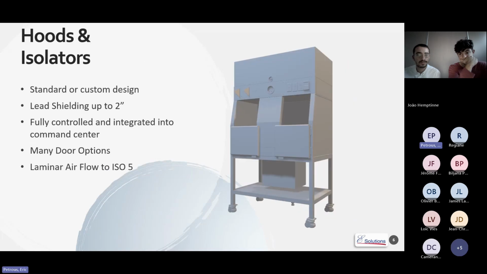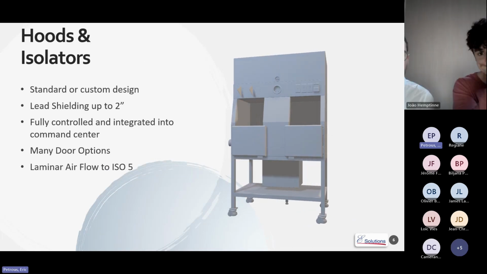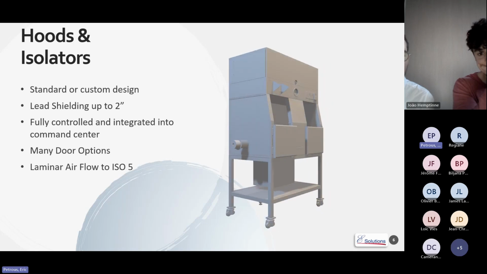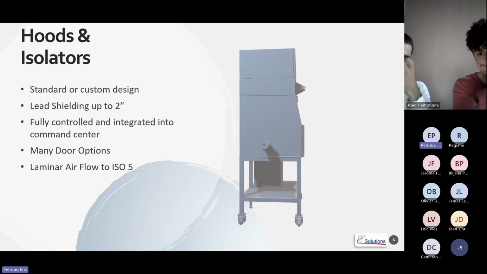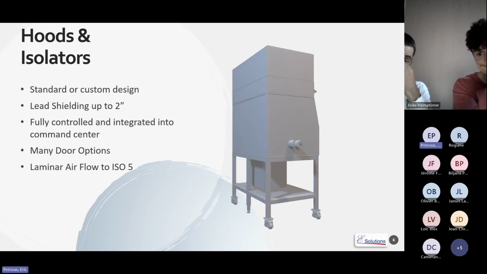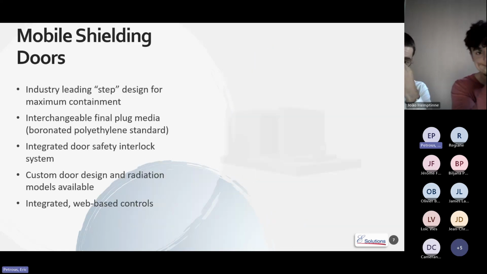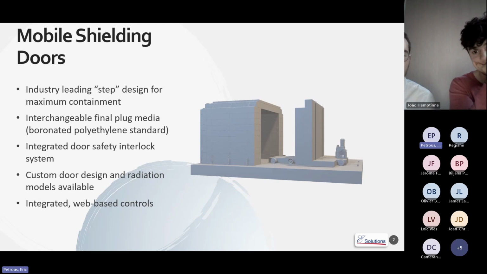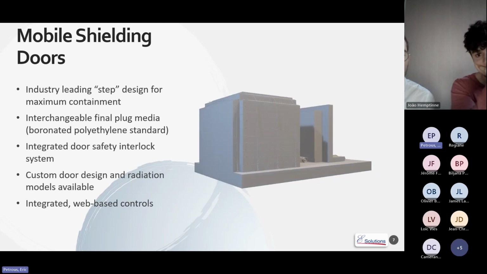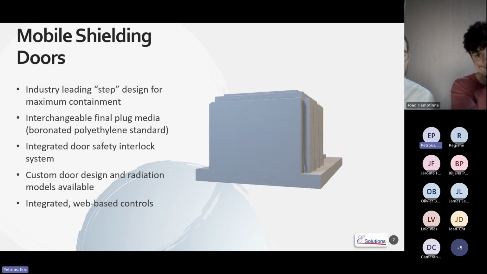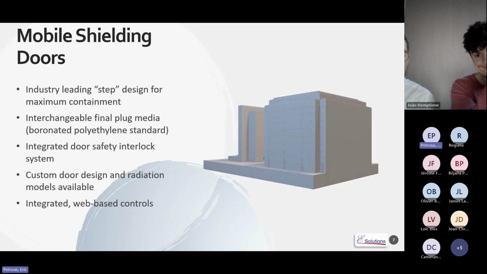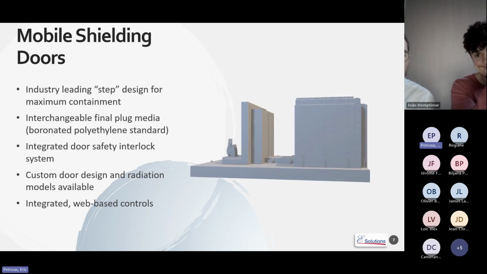We also have hoods and isolators. What you're seeing is a LAF hood, laminar airflow hood, and we're going to talk about an isolator later on in our presentation. We can also do mobile shielding doors. So for lead vaults, we can make doors that are actually movable, so that way people don't have to be there to actually move the doors themselves.